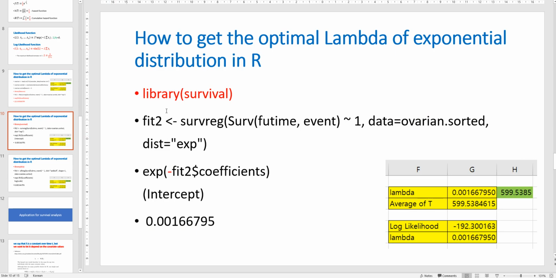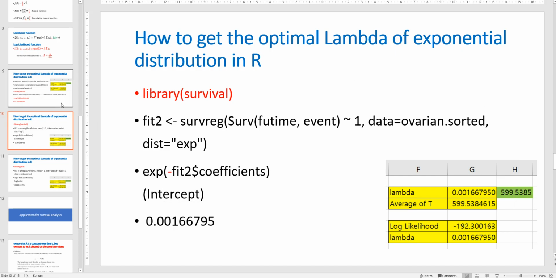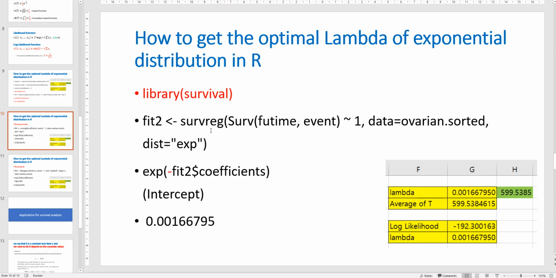And the second way is to use the survival library. If you use the survreg function with the same approach, specifying the independent variable as 1, then you can get coefficients. If you take the exponential of the negative coefficients, then you can get this lambda, right? Again, with flexsurv you can directly calculate lambda from the exponential formula, but in survreg you need to consider the negative sign.